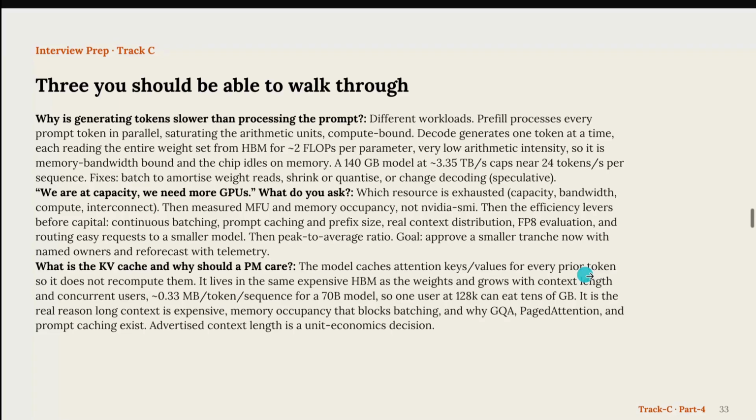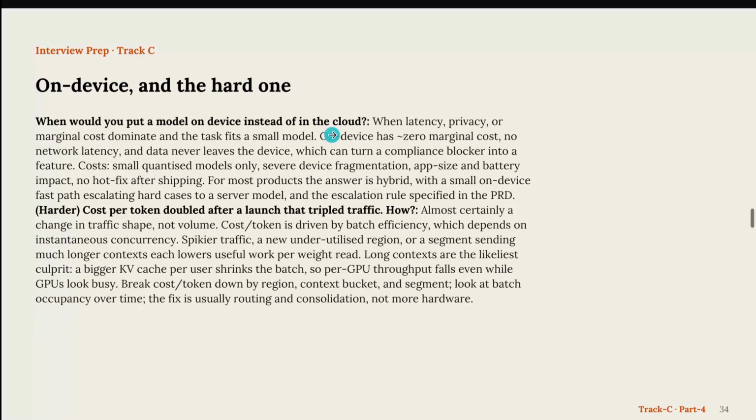When would you put a model on device instead of the cloud? We saw this: when latency, privacy, or marginal cost dominate, and the task fits a small model. For example, next token prediction or typing prediction are simple enough that they could be built on device. Anything that requires high precision and so on, we will need a server to solve.